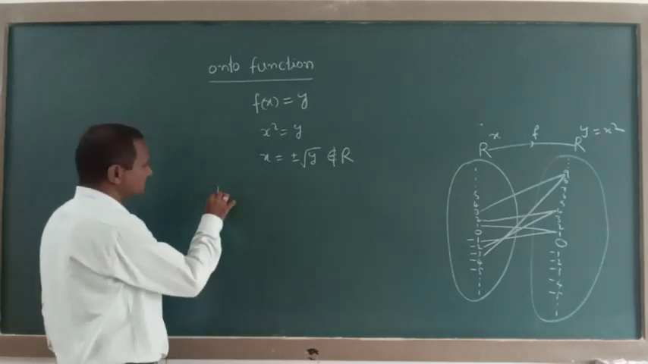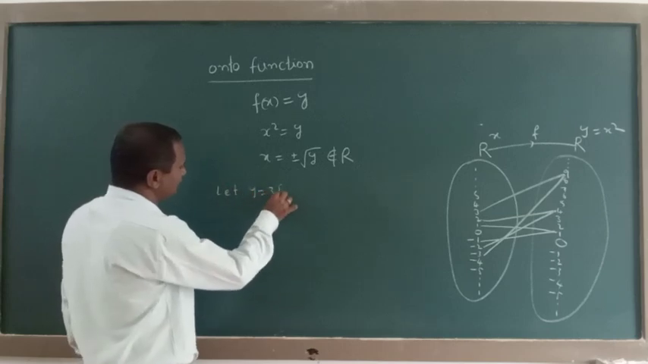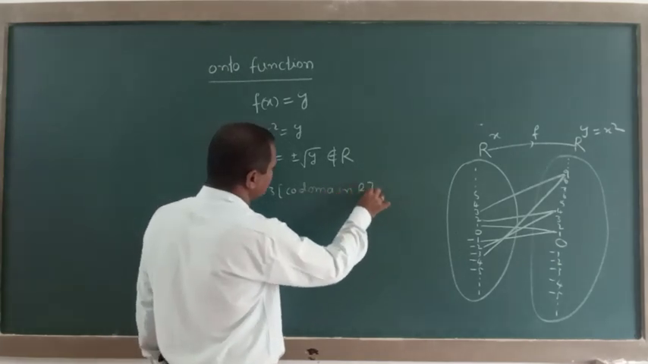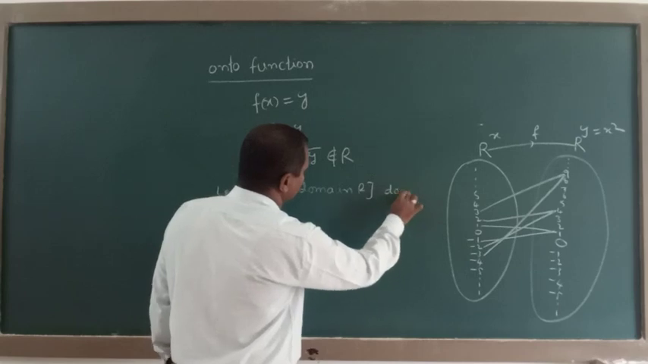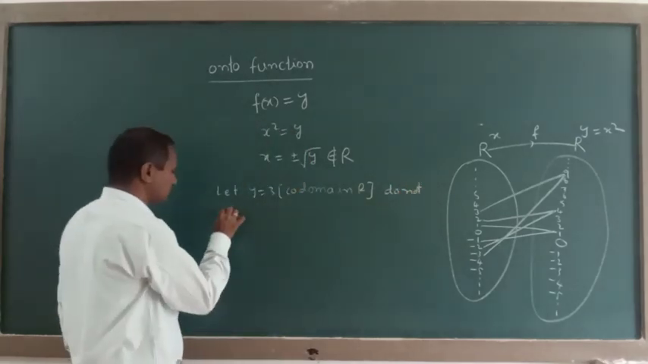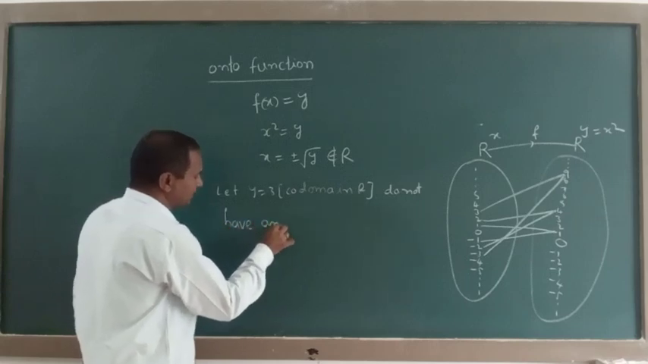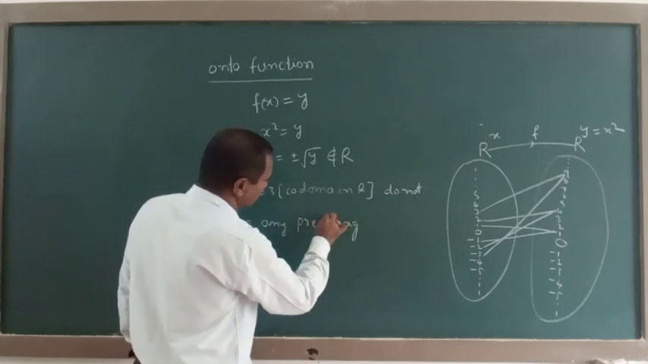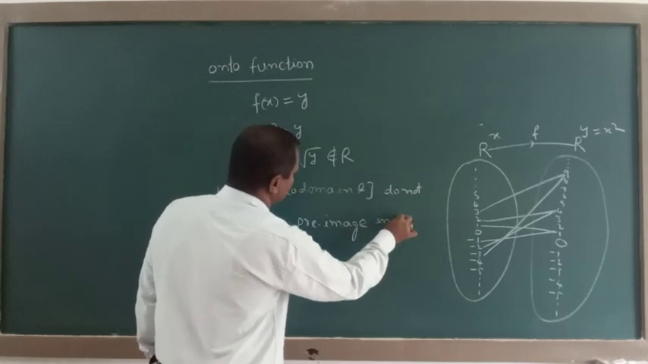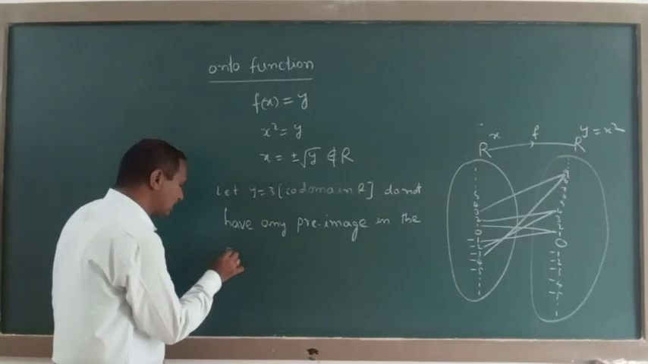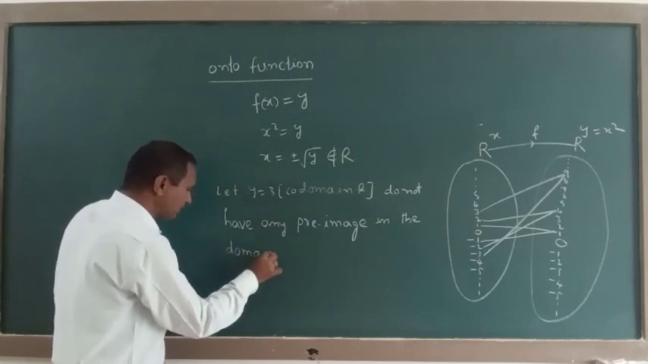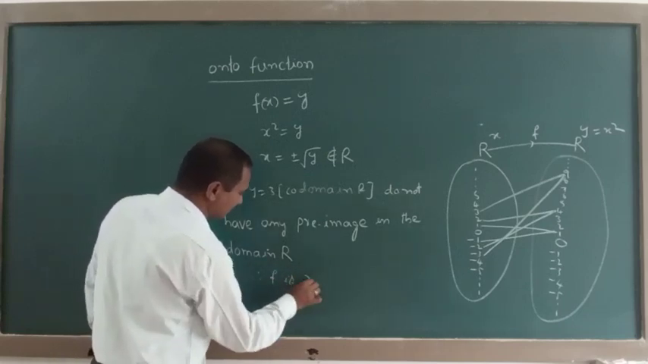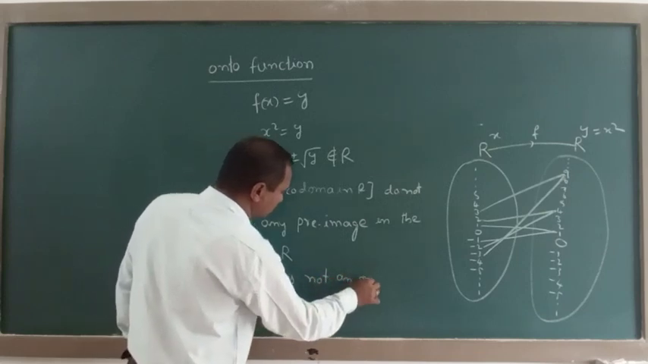For example, let y is equal to 3 of codomain capital R. It does not have any pre-image in the domain capital R. Therefore, f is not an onto function.